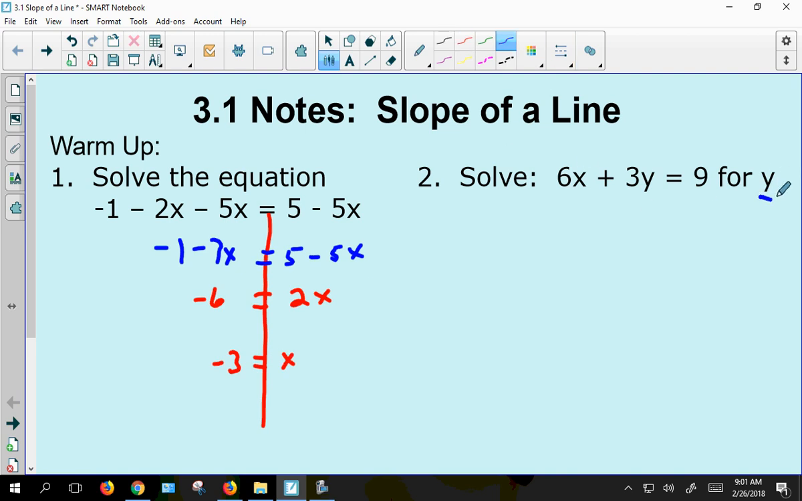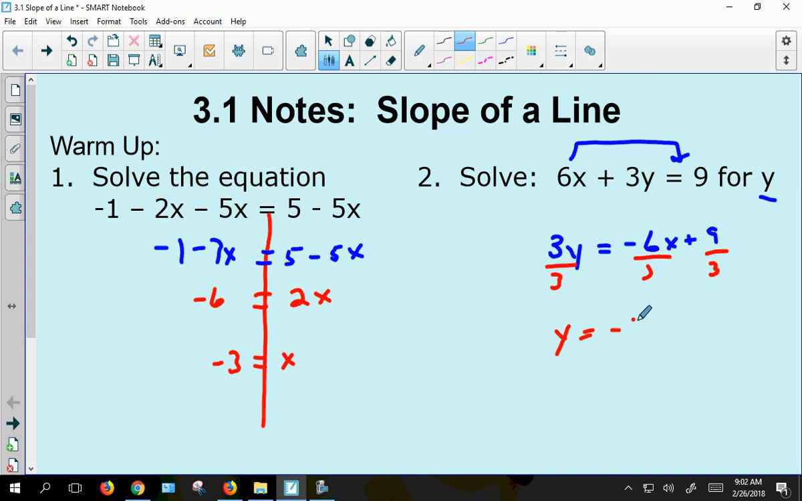Over here, I'm solving for y. So that gives me 3y equals negative 6x plus 9. I have to move the 6x to the other side, and it has to go first. Then I divide everything by 3. Y equals negative 2x plus 3.